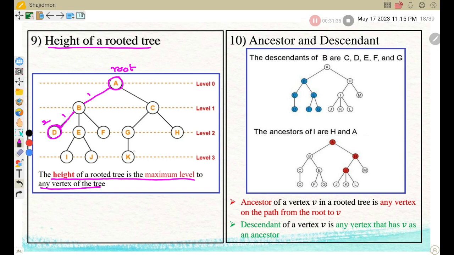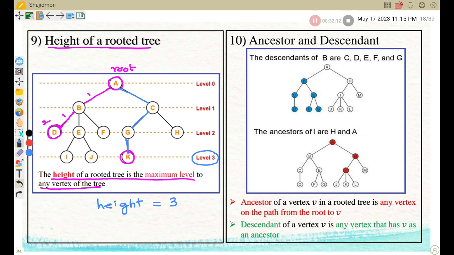Now for example, if I want to reach K, what is the level of that vertex actually? 1, then 2, then 3. So like that, check all the vertices. Which one is the maximum level? That is what we call the height of that rooted tree. So here height is 3. You can see level 3 is maximum. So what is the height of that tree? The height of that tree equals 3. Hope you understood that one. Clear? Maximum level, that is the height. All the vertices will be at different levels. Out of these, which is the maximum number? That is the height of the tree.